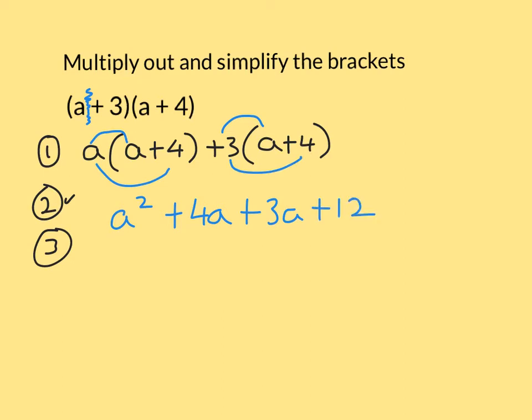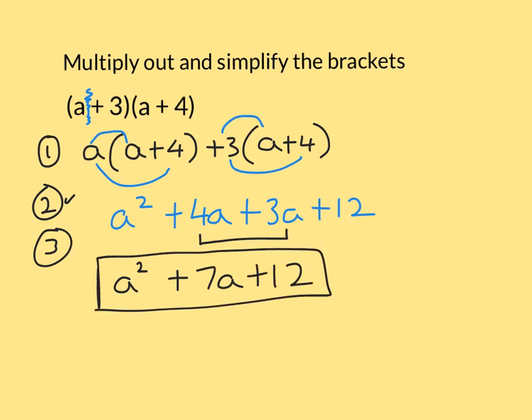Again, the last step, or step 4 if you want to call it, is making sure we add like terms. So I have no other a squared, so that just is a squared. Then I have plus 4a plus 3a gives me plus 7a. And then I just have plus 12, and that's my final answer.